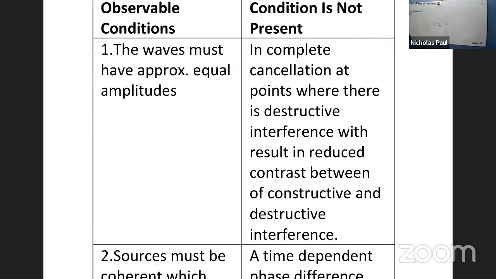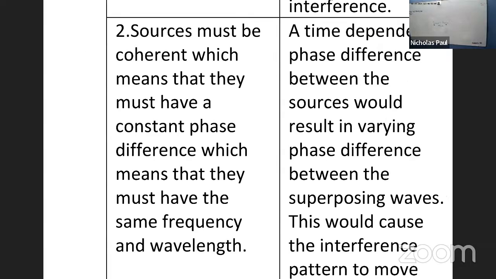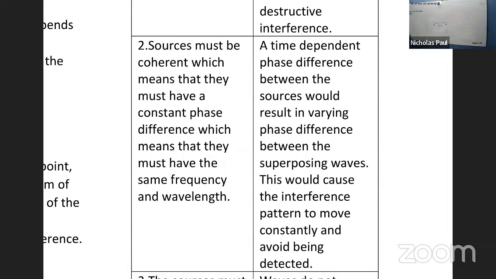Next, sources must be coherent. What does coherent mean? Coherent simply means that they must have the same phase difference, and they must have the same frequency and wavelength. If this doesn't happen, a time-dependent phase difference between the sources would result in a varying phase difference between the superimposed waves. That means the waves are not in phase all the time, and again it will mess up the fringe pattern. You wouldn't be able to tell where it's constructive and where it's destructive.